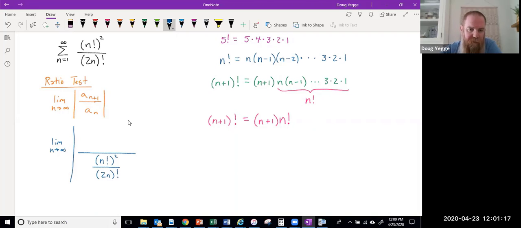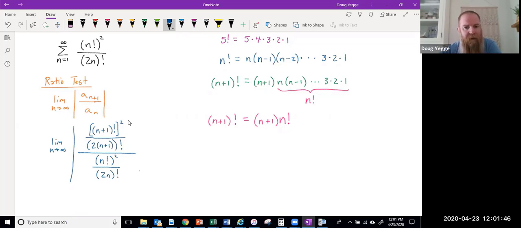What about the numerator? Well, the numerator just means plug in n plus 1 everywhere you see those. So that just means you get n plus 1 factorial squared over 2 times n plus 1 factorial.